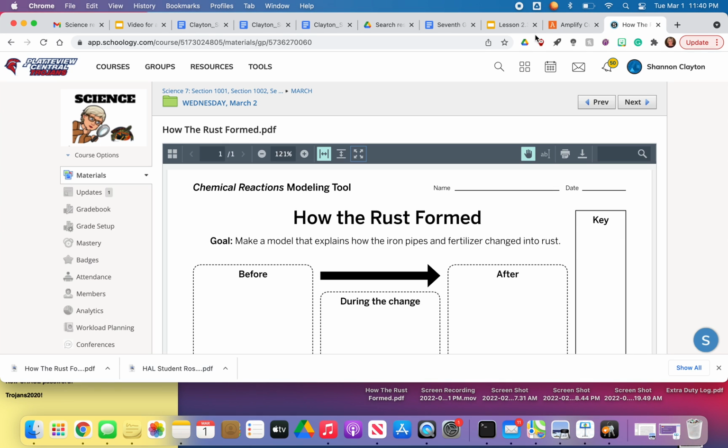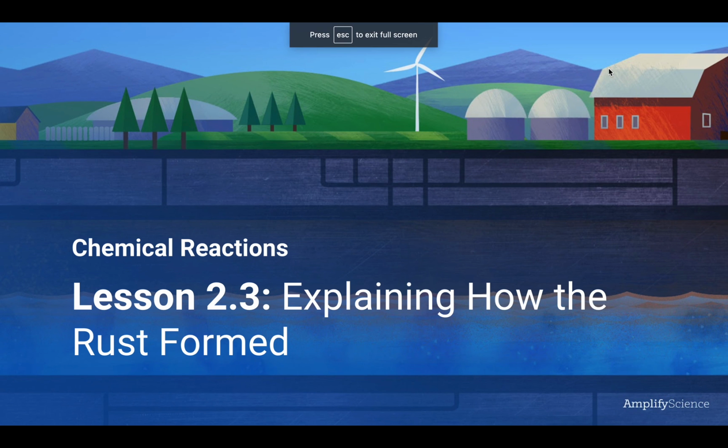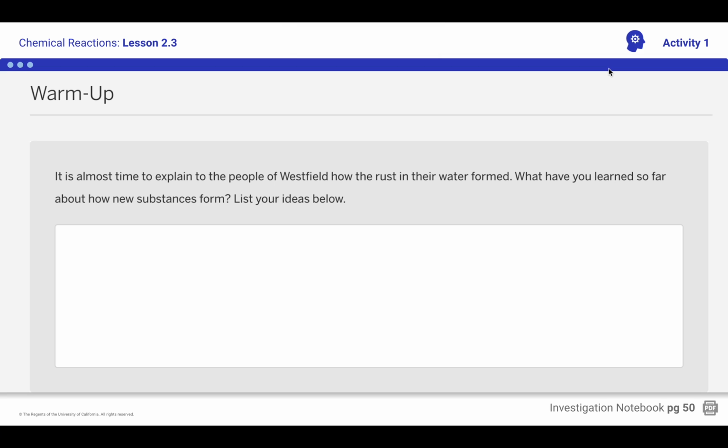Okay, so let's go ahead and get started. All right, we're in 2.3. Let's go ahead and do the warm-up. It's almost time to explain to the people of Westfield how the rust in their water formed. You're doing that with your scientific argument. I want you to take time right now to write down what you have learned so far about how new substances form. List your ideas below.